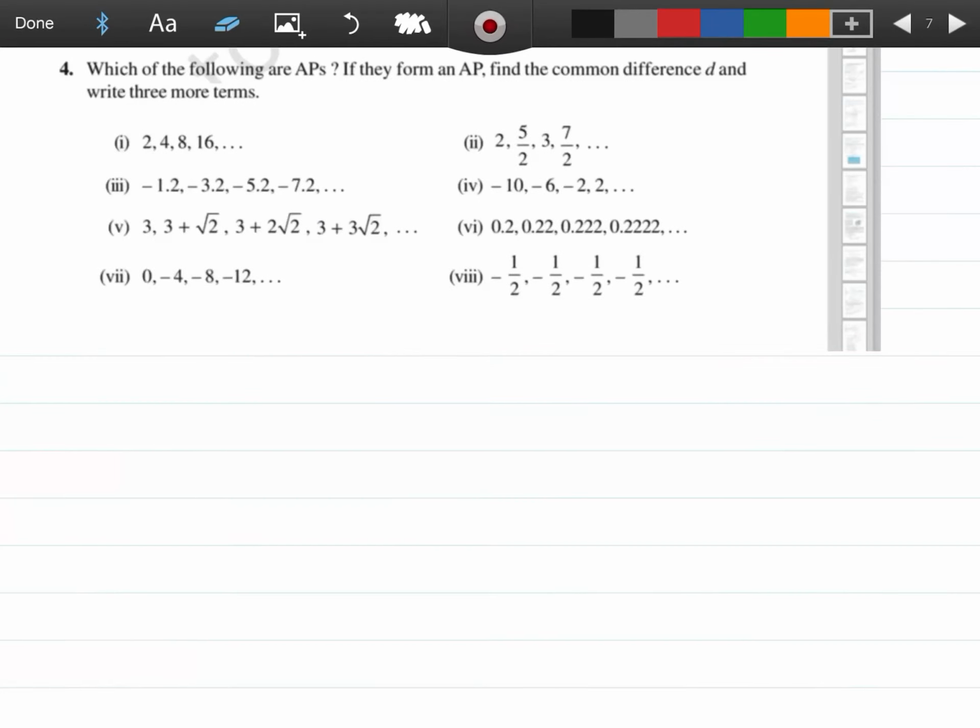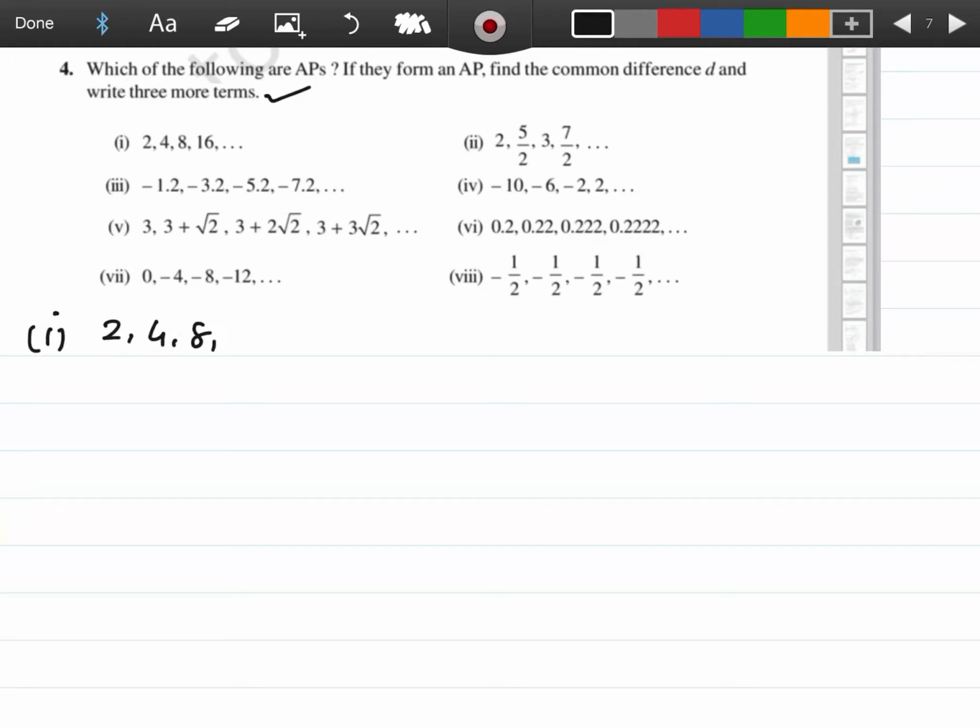Fourth question: which of the following are in AP? If they form an AP, find the common difference D and write three more terms. Achha, you have to find out which of these is in AP and which is not, and if it is in AP, then you have to write the 3 more terms. You have to write the next 3 terms. So let us take the first question.